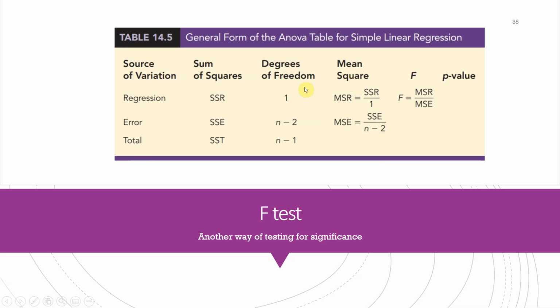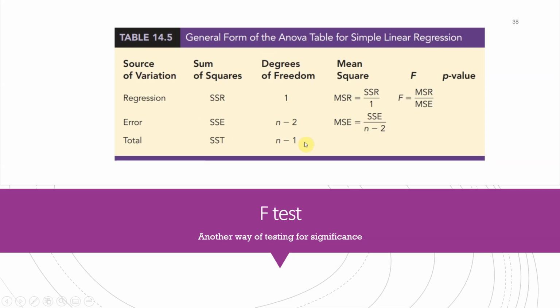Okay, there's another way of actually testing for significance. Instead of using the t-test, you could also use the F-test. It's based off of the ANOVA, the analysis of variance, which we skipped over that chapter. Not that it's not important, it is very important, but there's just a time constraint in this course.